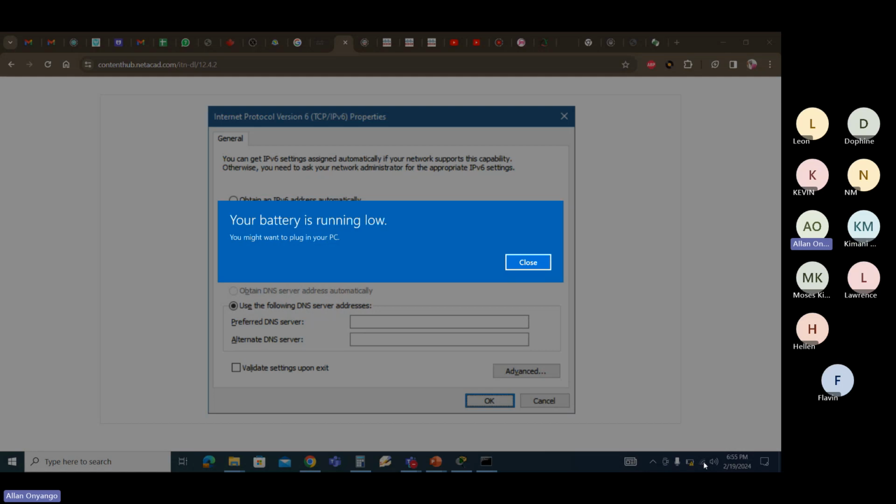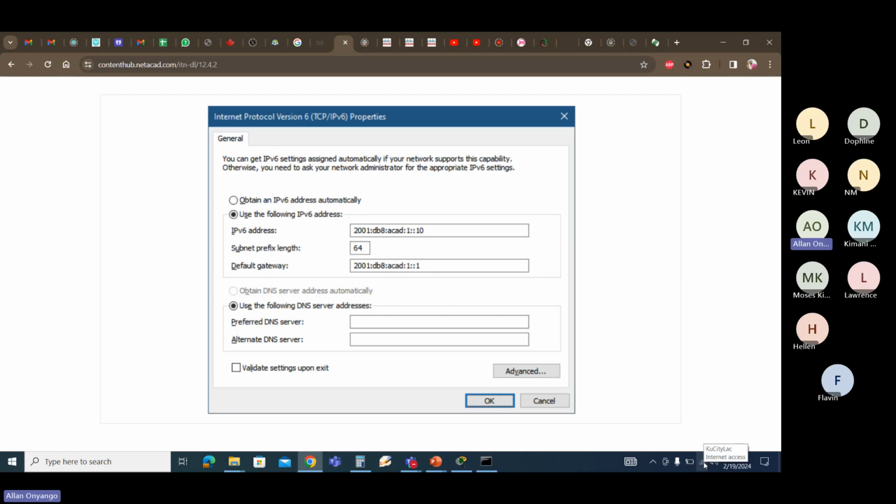Just give us a second, guys. We're just putting this on power. All right, so let me just plug in this laptop on power so that we do not experience any problems. All right, that's good.